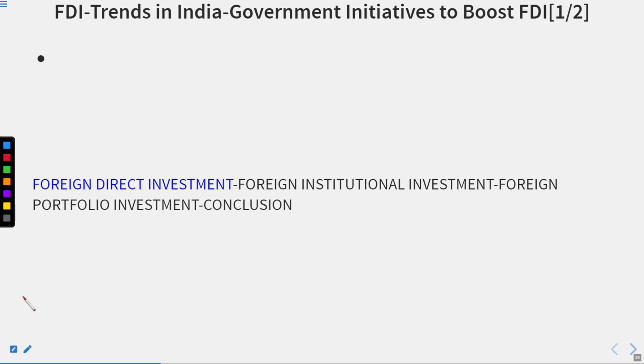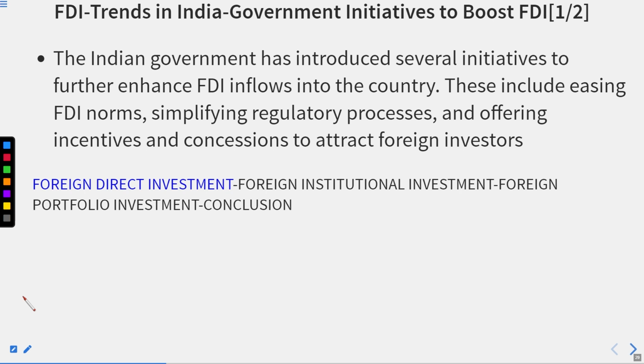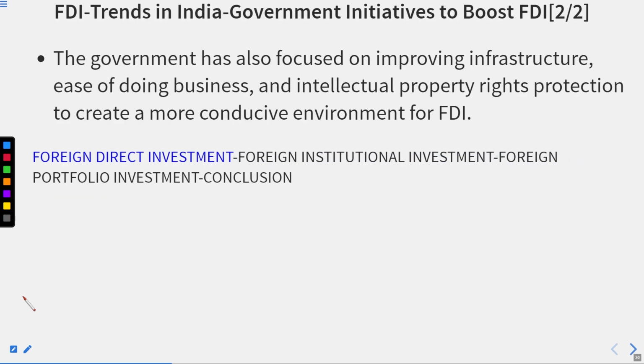Thereafter, government initiatives to boost FDI in India. The Indian government has introduced several initiatives to further enhance FDI inflows into the country, including easing FDI norms, simplifying regulatory processes, and offering incentives and concessions to attract foreign investors. The government also focused on improving infrastructure, ease of doing business, and intellectual property rights protection to create a more conducive environment for FDI. So here we have got a new term, which is intellectual property rights.